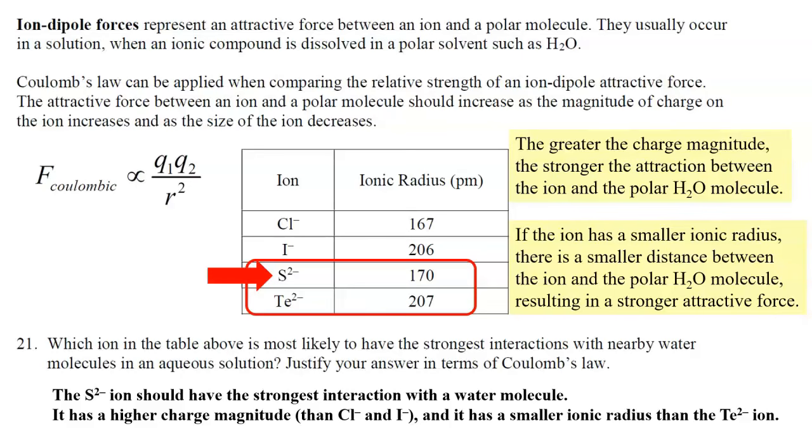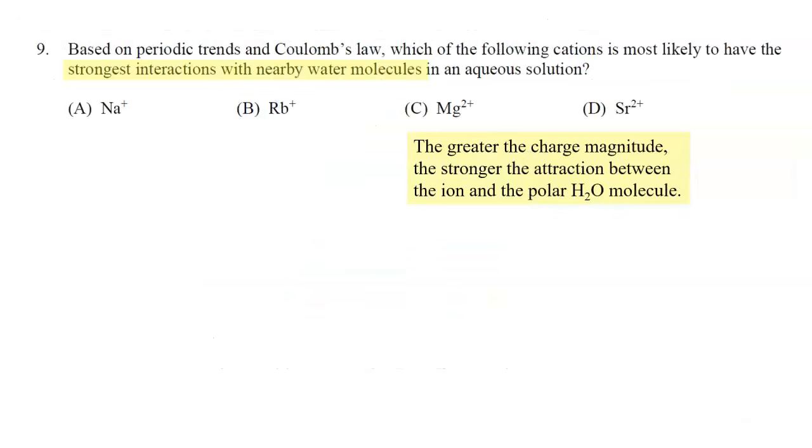Now let's go ahead and use that same strategy to answer question 9. So we have 4 different cations. +1 or +2? Well, I'm going to focus on +2, so I'm going to eliminate choices A and B, because the greater the charge magnitude, the stronger the attraction between the ion and the polar water molecule. And so now that I've narrowed it down to either magnesium 2+ or strontium 2+, because of the greater charge magnitude, let's focus on the size.